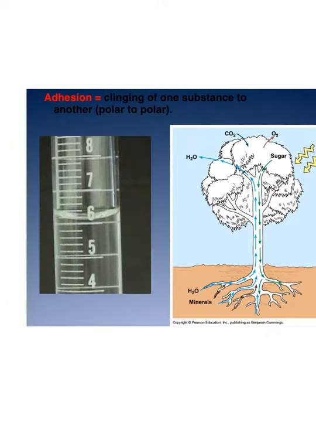Water is also adhesive. Adhesion means water has the ability to stick to other things. Like, for example, the water moving up these vascular tissues in this plant, or the water sticking to the side of this graduated cylinder. Those are both examples of adhesion. So adhesion is a substance's ability to stick to something else.